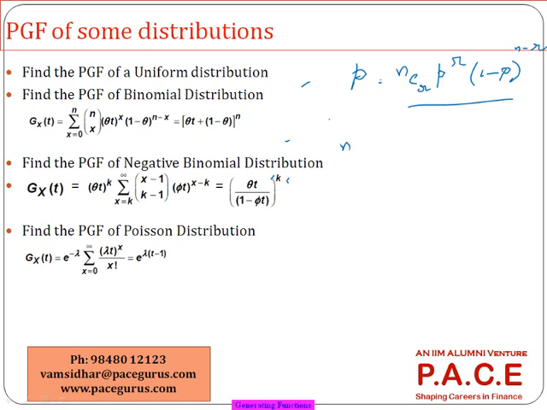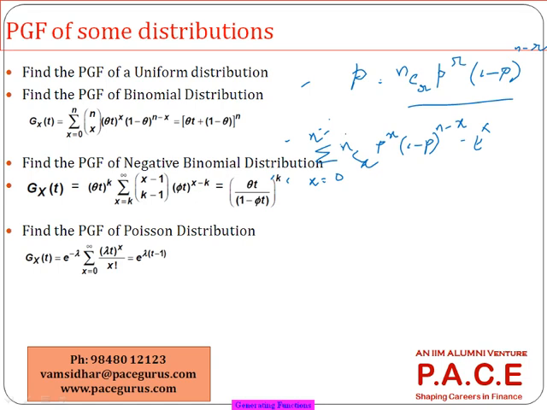I'll use the same x term. nCx p power x, 1 minus p to the power n minus x, into t power x. I'll multiply this with t power x. And the additional thing I will say is summation from x equal to 0 to n, the entire n or infinite n. The reason being, it is the expected value of t power x. Expected value is not just multiplying, but also adding all those things.